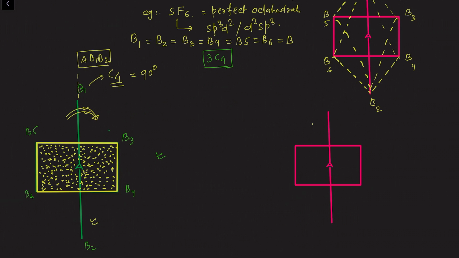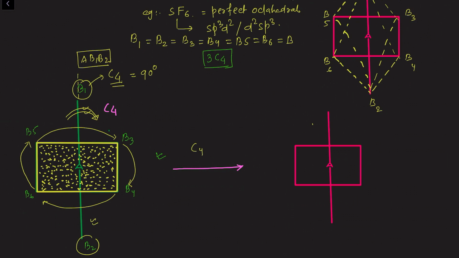Now we are going to perform this C4 operation, rotating the molecule in this direction, the clockwise direction. See what will happen. When we rotate the molecule clockwise, B5 will interchange its position with B3, B3 with B4, B4 with B6, and B6 with B5. So except for B1 and B2, the rest of the atoms will interchange their positions. After the C4 operation, what is the new geometry of this molecule? This B1 will be here, and B2 will be here.